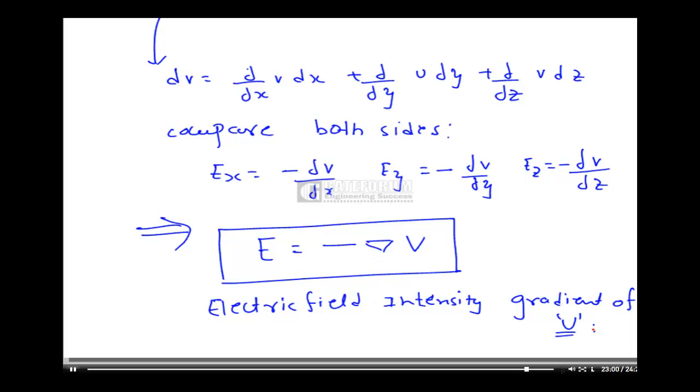What is the meaning of gradient? Gradient means the spatial variation of a scalar quantity, the distribution of the variation of the quantity in free space. So the variation of the potential with respect to space is nothing but the electric field. Here the negative sign shows that the direction of E is opposite to the direction in which the potential increases.